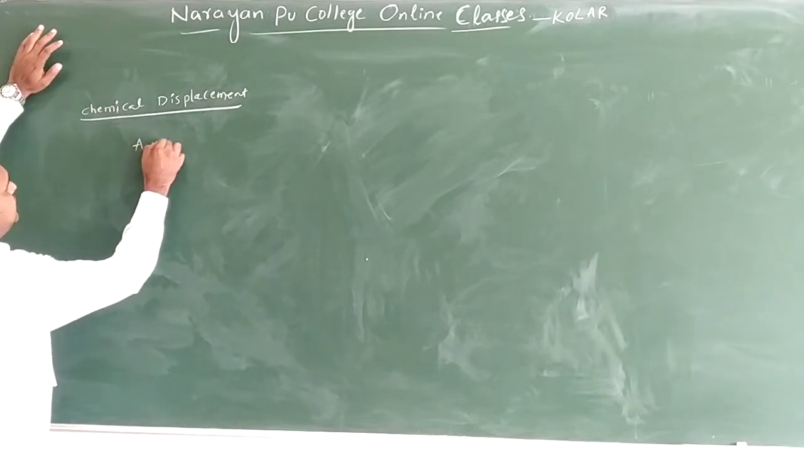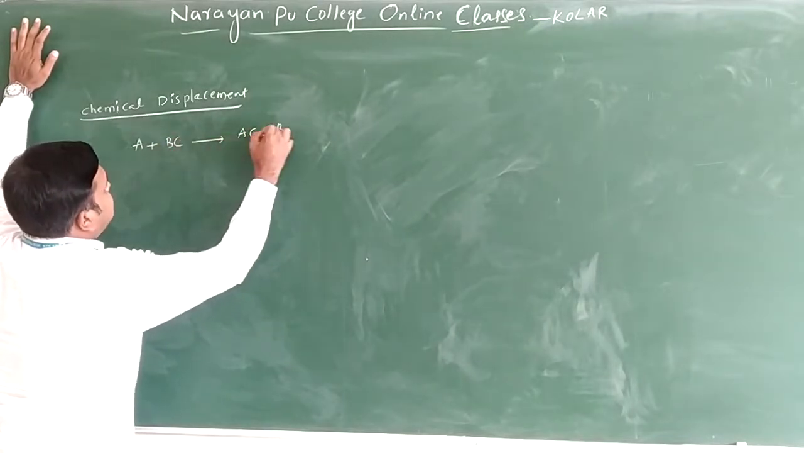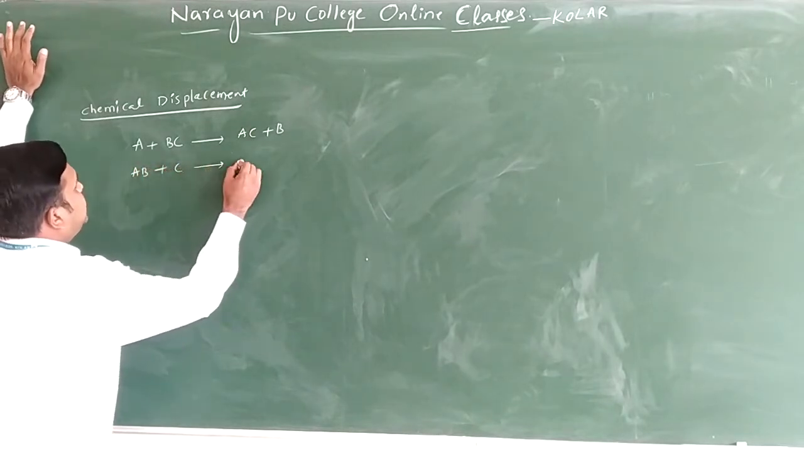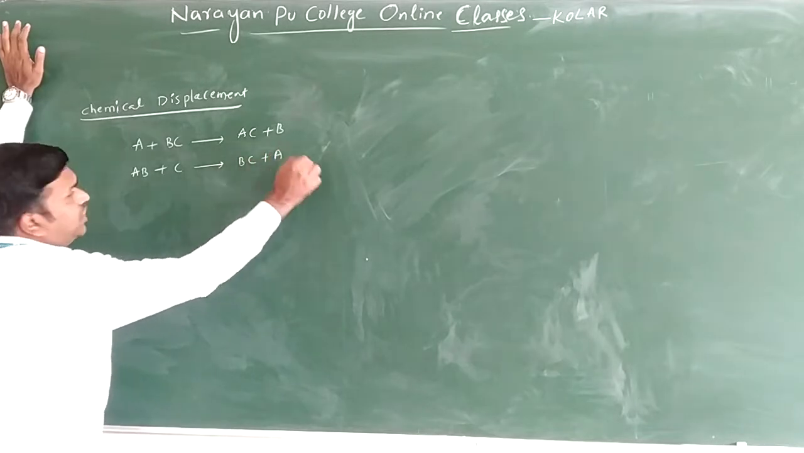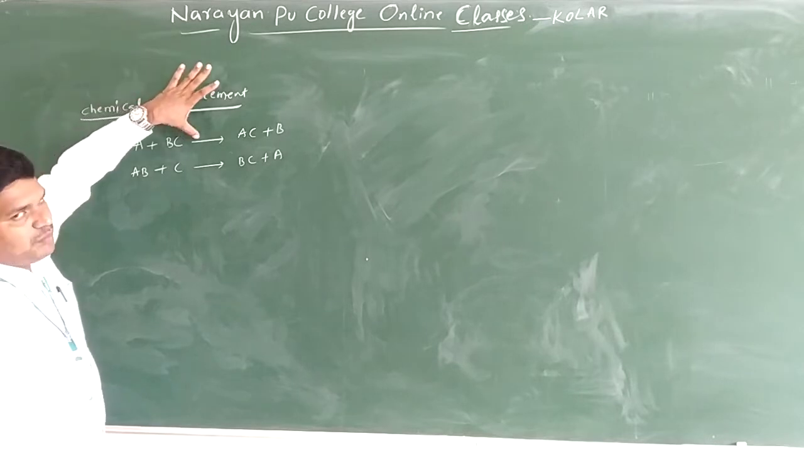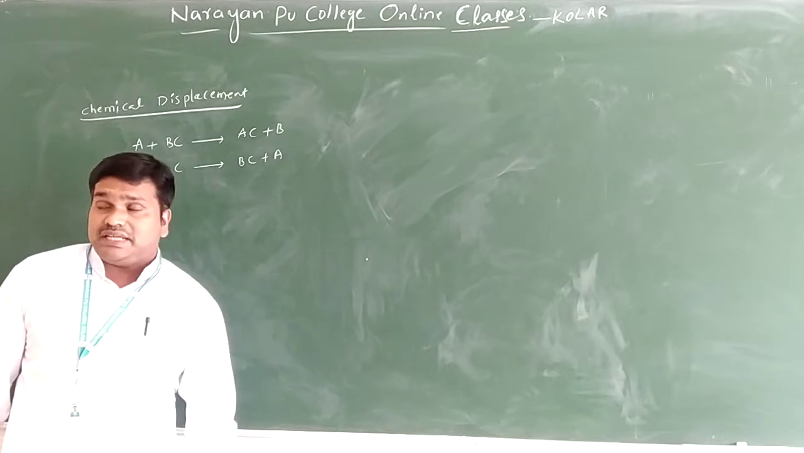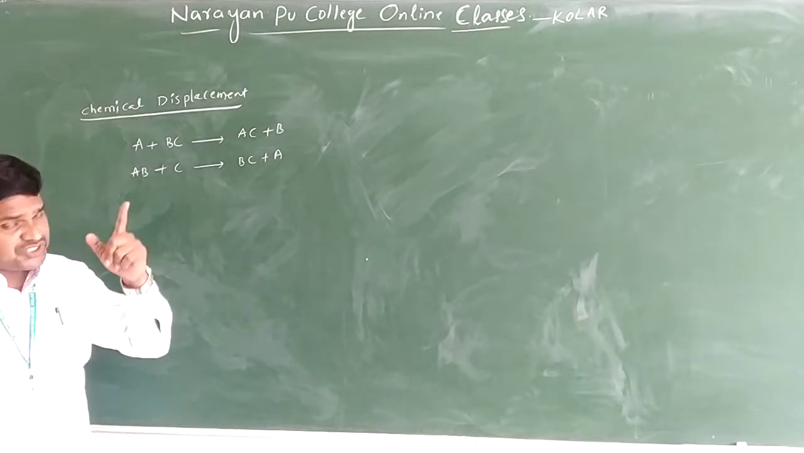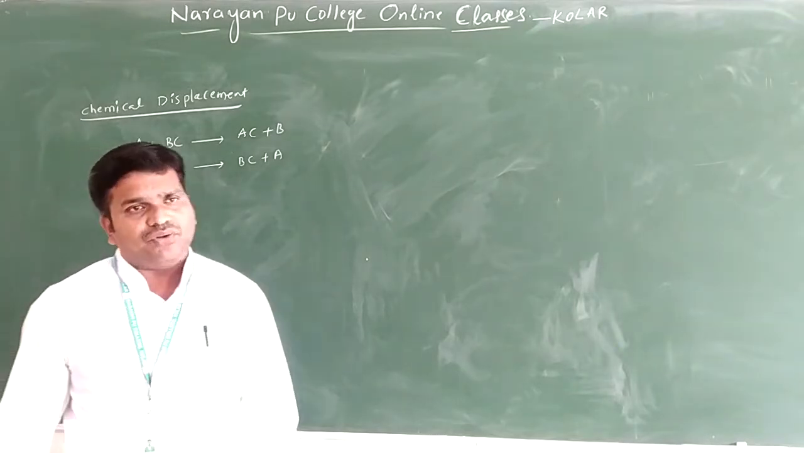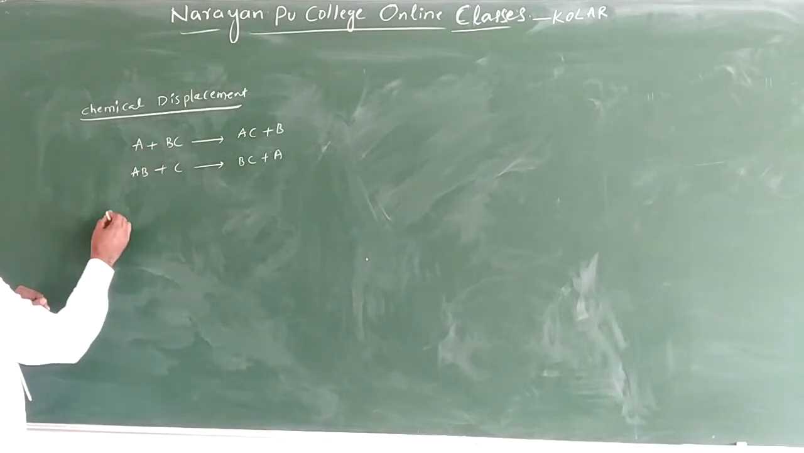Let us see one example. We have A plus BC, which is converted into AC plus B. Or you can write it otherwise: AB plus C gives rise to BC plus A. In a chemical reaction, one element displaces another element from its compound. That reaction is said to be chemical displacement reaction. Otherwise, one more definition: when a more reactive element displaces the less reactive element from its compound, that is also chemical displacement reaction.